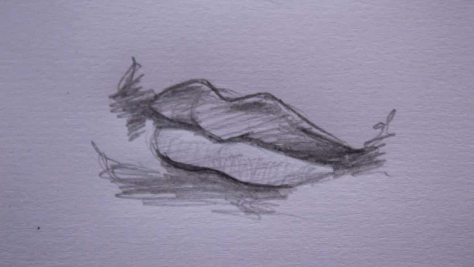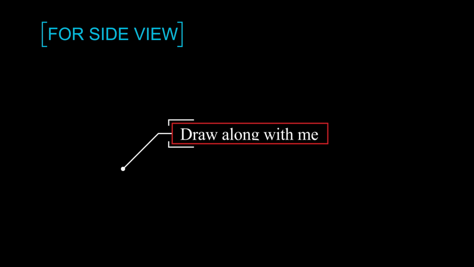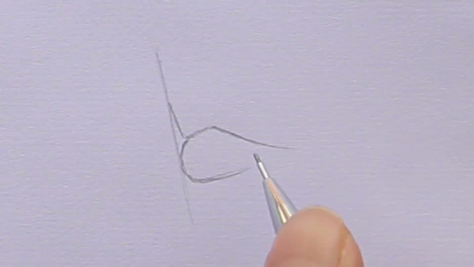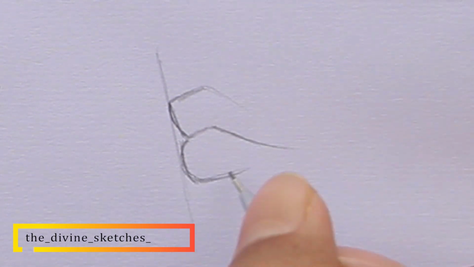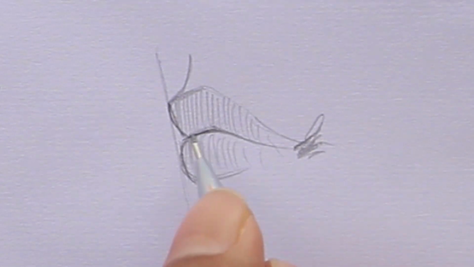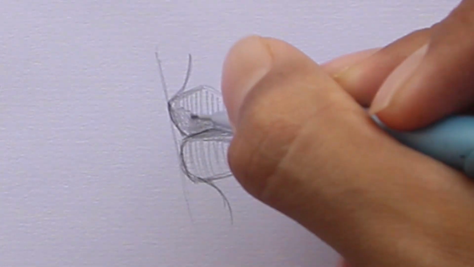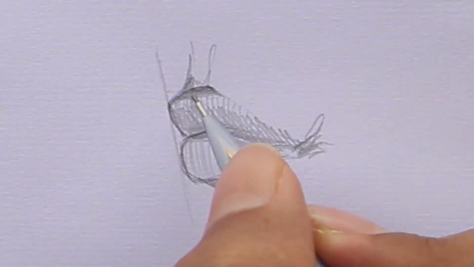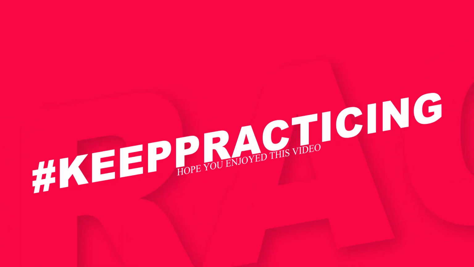Here it is, a lip for a 3x4 face view. For side view, draw along with me. Here we have finished with the drawing of lips for front view, for 3x4 face view and side view.